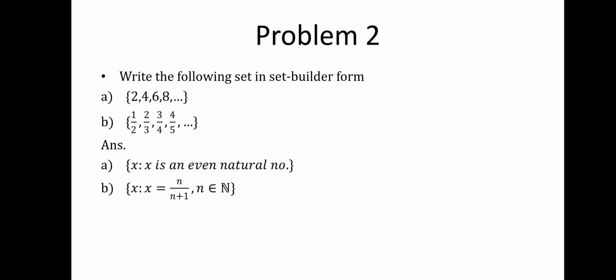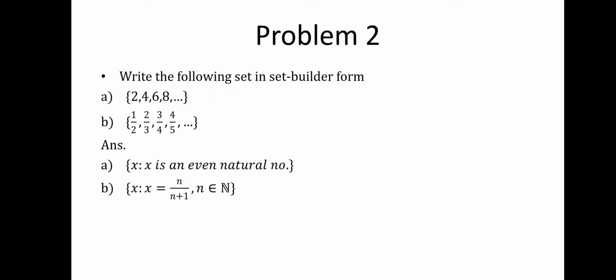So what does this mean? This is something we need to discuss a little bit. x is the general element of the set, and the structure is a natural number divided by its next natural number. That's how the set is formed. So this is what the set looks like in set builder form.